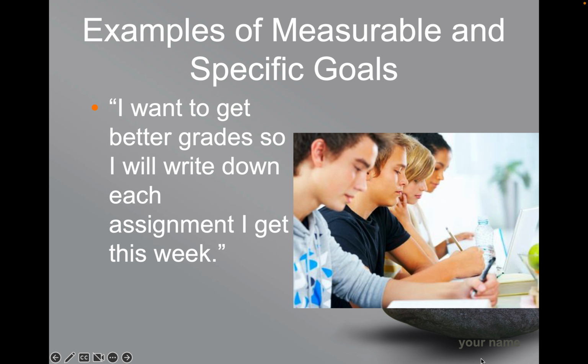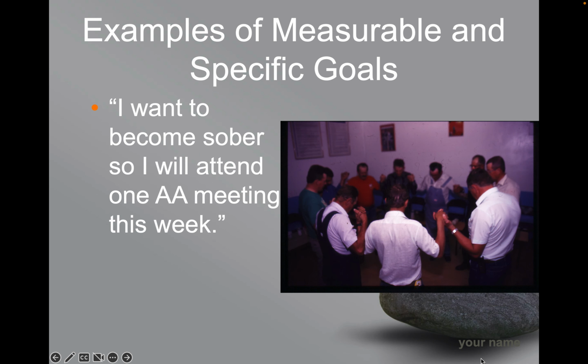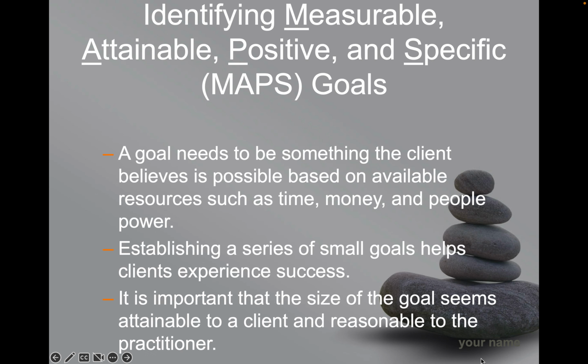I want to get better grades, so I will write down each assignment I get this week. These are measurable, okay. I want to lose weight, so I will go to the gym 3 times this week. I want to become sober, so I will attend 1 AA meeting this week. I want more friends, so I will sit next to 2 different people in each of my classes.